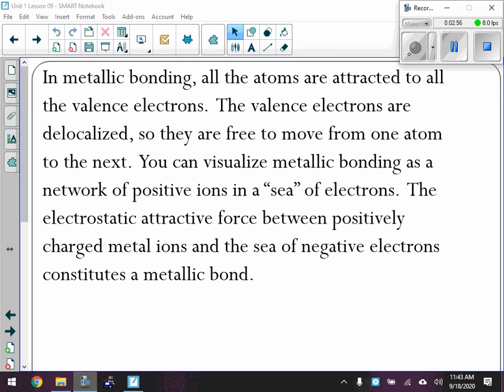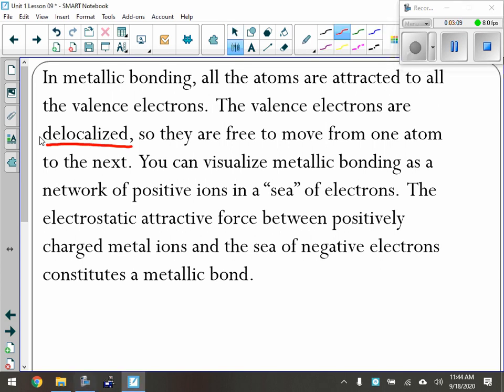Well, what is metallic bonding? Well, in metallic bonding, all the atoms are attracted to all the valence electrons. The valence electrons are delocalized. So that's the first key thing here. What that means, and this is an important part, is those valence electrons are kind of set free from the atom that they used to belong to, okay?